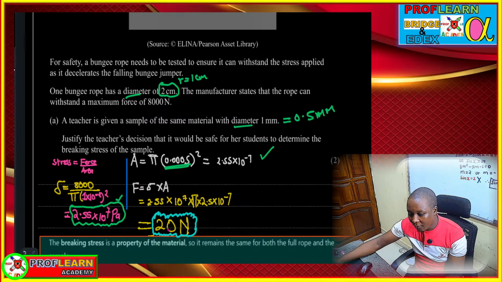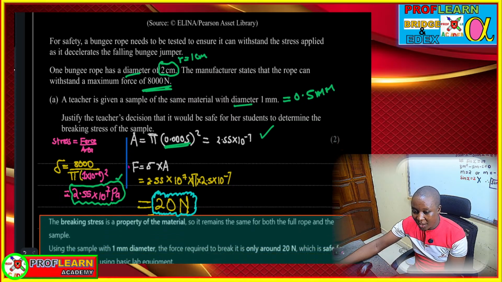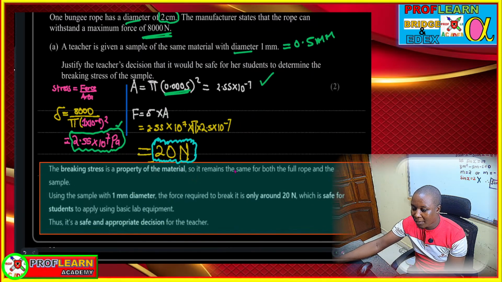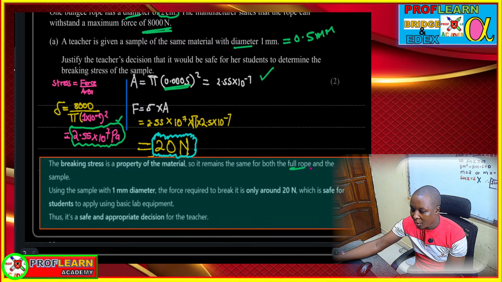And you can see the force that is subjected is 20 newtons. So which means 20 newtons is way below 8,000 newtons. And then we can say that the breaking stress is a property of a material, so it remains the same for both the full rope and the sample that is given. So that's why, the stress that I have here, I used it to calculate the force in the second case on the sample that was provided.